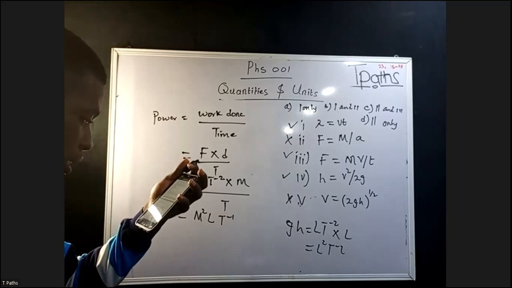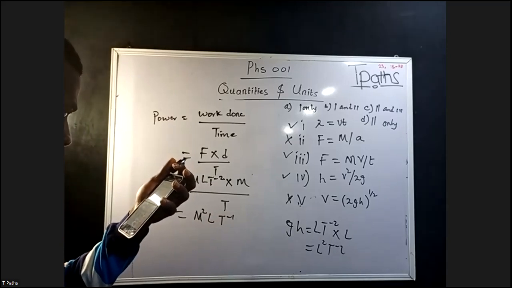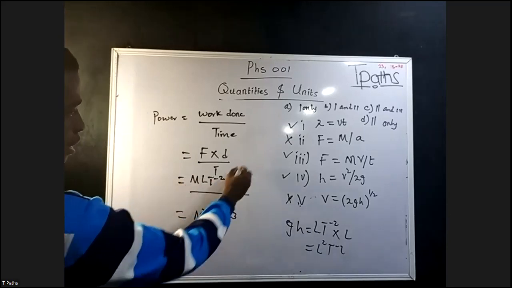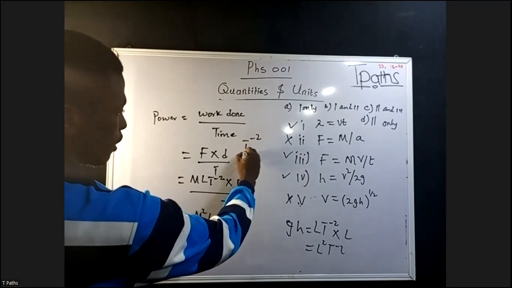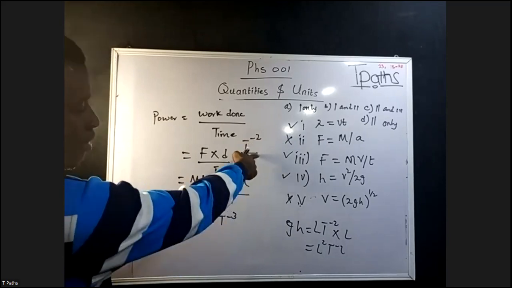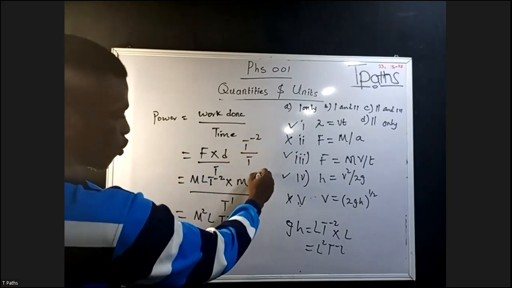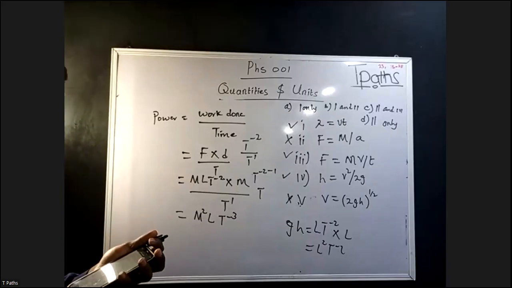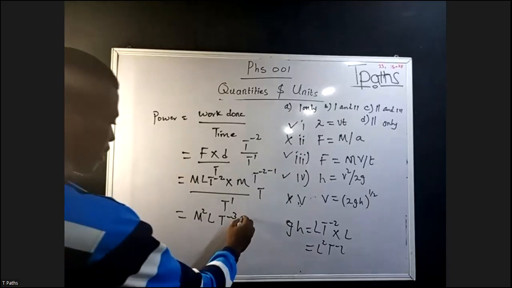So which option is that? Sorry, minus 3. Because if you use the law of indices, I have T raised to the power minus 2 divided by T. Divide means minus. I have T raised to the power minus 2 minus 1, because there is an invisible one here, which will give me minus 3. That is M L squared T raised to the power minus 3. So which option goes with that? That is option A. So question number 27, A is the answer.